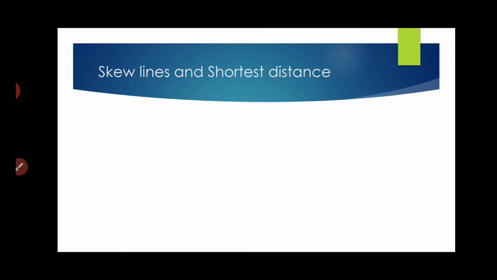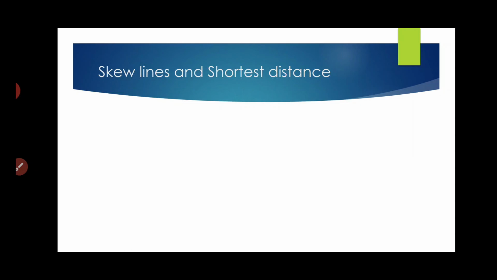And now let us move to the final topic of the chapter, that is skew lines and the shortest distance between two skew lines. Now what is skew lines? Obviously in case of 2 dimension we don't have the concept of skew lines, but in case of 3 dimension we have it. That is, in case of 2 dimension we know that if there are two lines, then the two straight lines either can be parallel or they can be intersecting. There is no other way out.